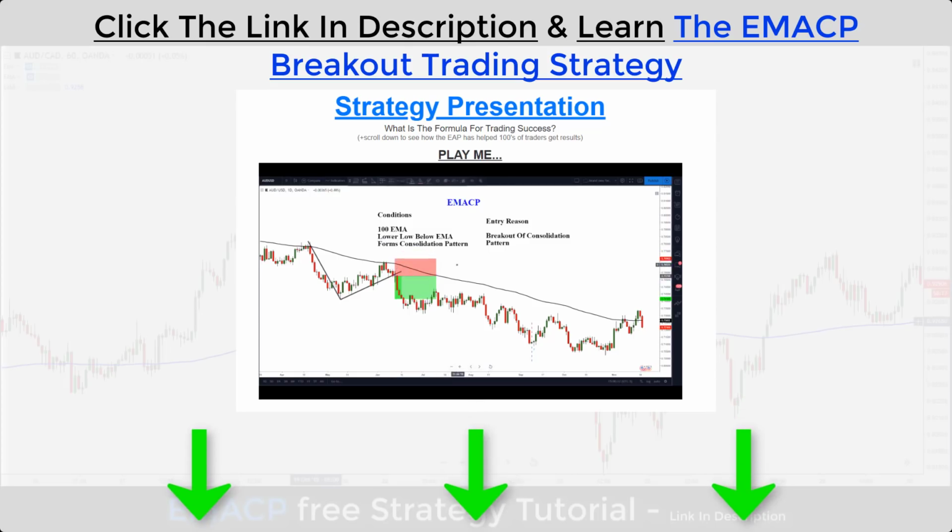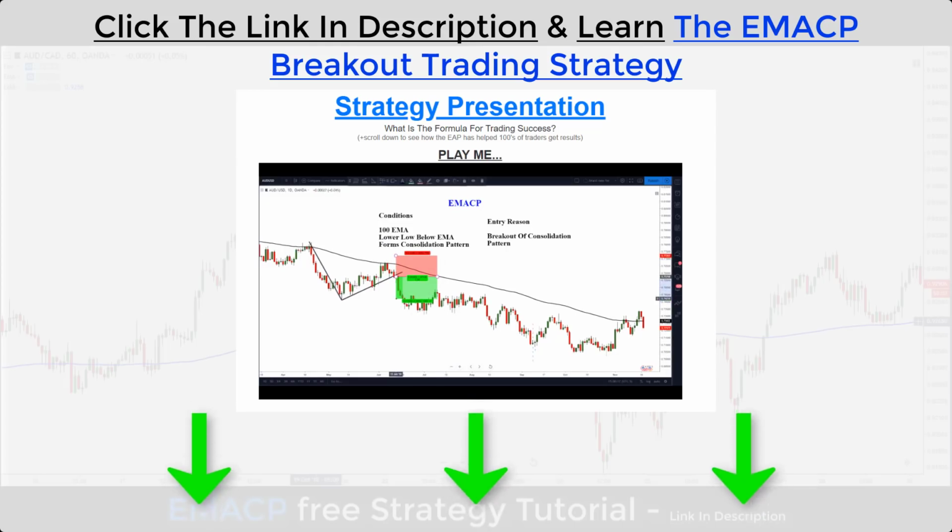Other than that, I hope you now see the power of understanding how to backtest a strategy yourself in order to be a completely independent trader.